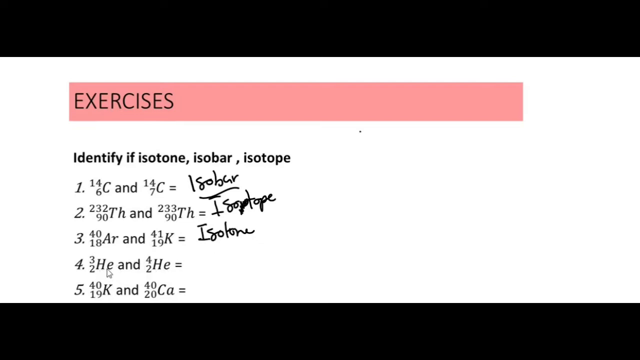How about this one? There are both 2 in the atomic number. So this is isotope. This one, both are 40 in the atomic mass. So this is isobar. Alright.